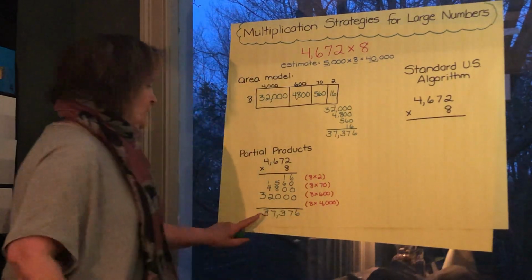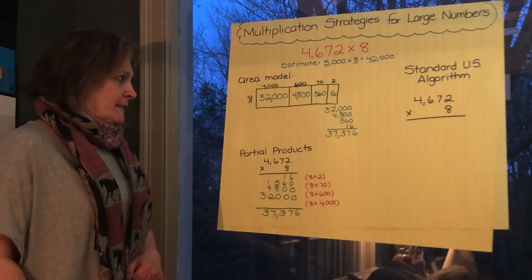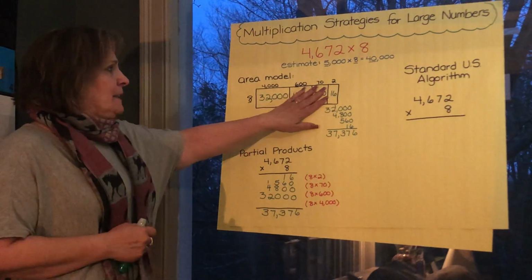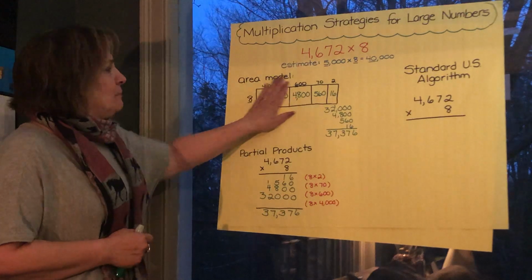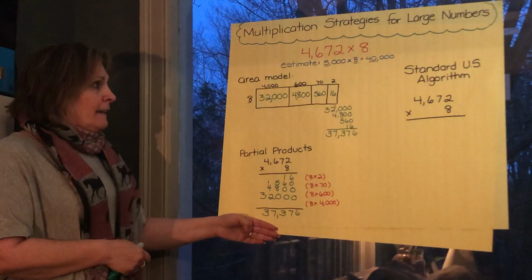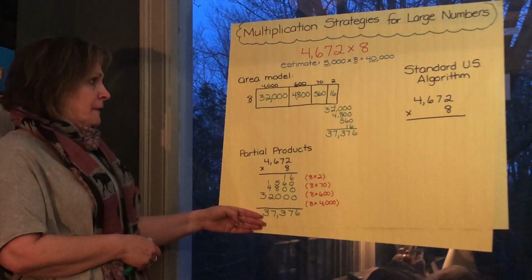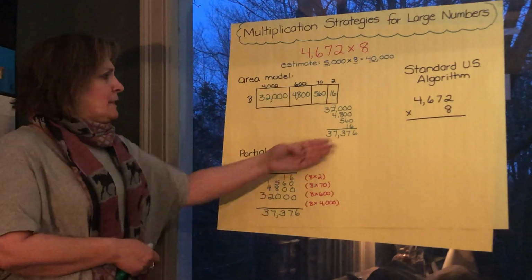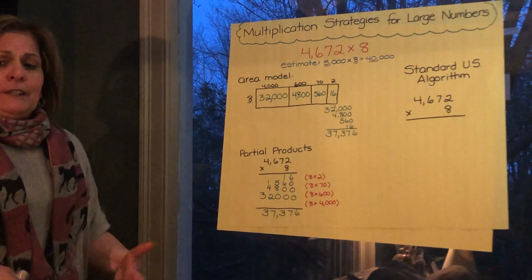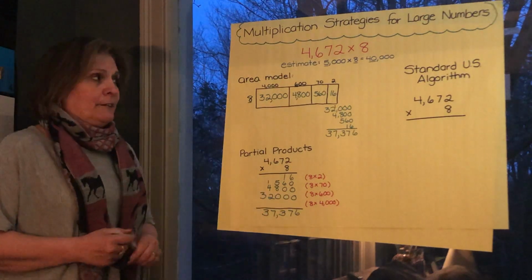the same result of 37,376. So both of those ways break down each of the place values, and you multiply every place value by every place value. And this keeps track of it. Now this looks more like the standard algorithm than this does, but you'll notice that both of them have the same answer. So now let's do the standard algorithm, see how that's done, and compare it to these two models.